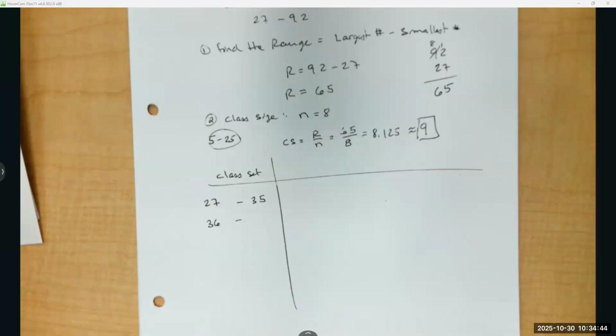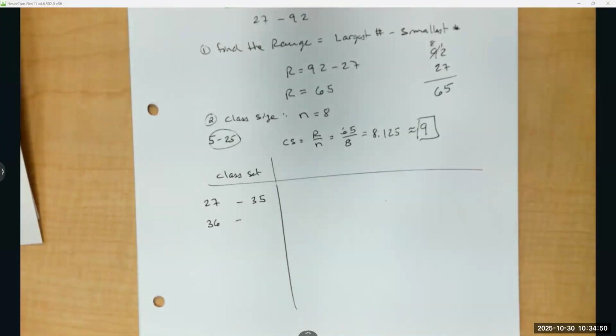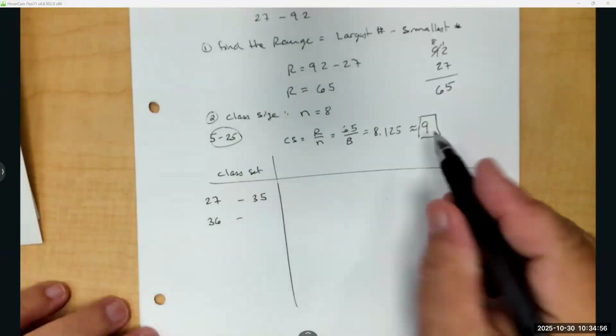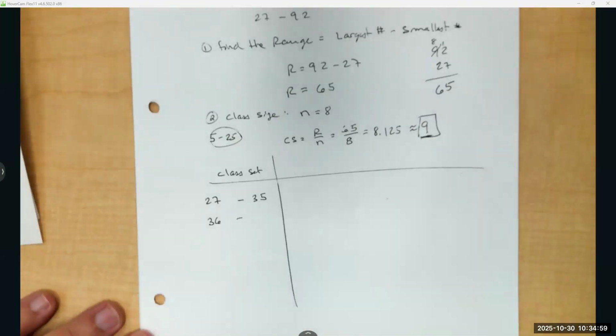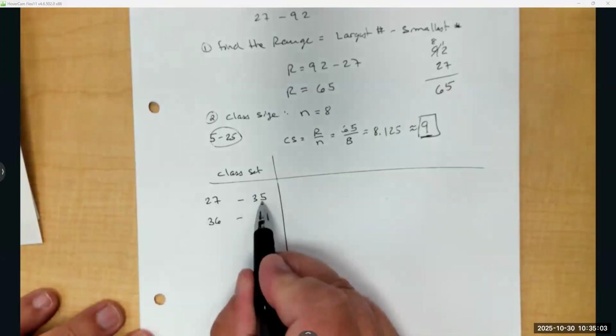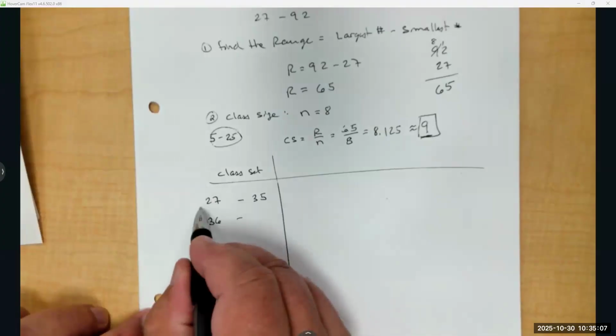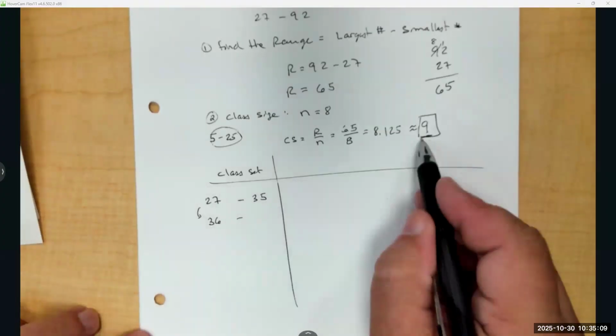And can anybody guess why I'm doing that? How many numbers are there from 27 to 35? Exactly 9. 27, 28, 29, 30, 31, 32, 33, 34, 35. So I want each of my sets to be 9 units long. So that, if I went 27 to 36, that would be 10 numbers. So that's why from here to here is 9 numbers long.